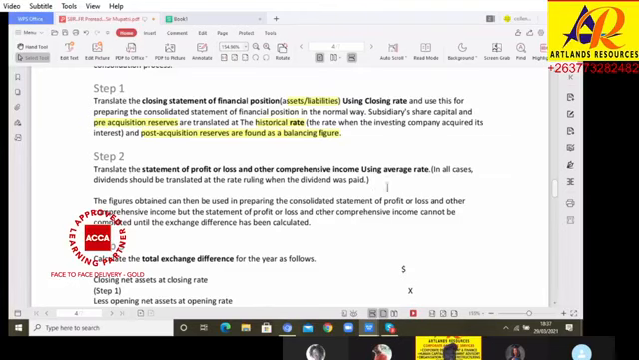You translate using average rate if there were minor fluctuations. So average rate is usually given, so it's not an issue. If it's not given, average is the opening plus closing over 2. That is, opening rate plus closing rate divided by 2, normally. But in most instances, it is given.